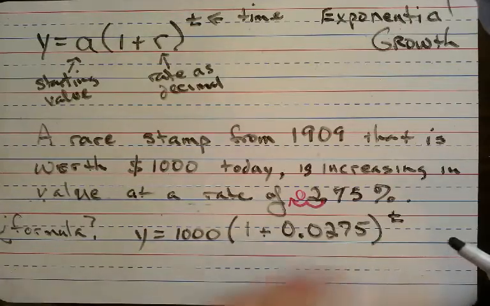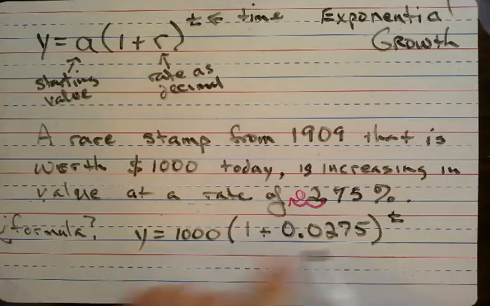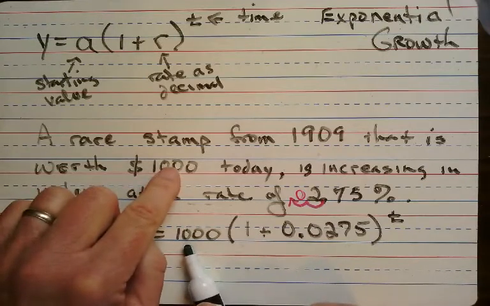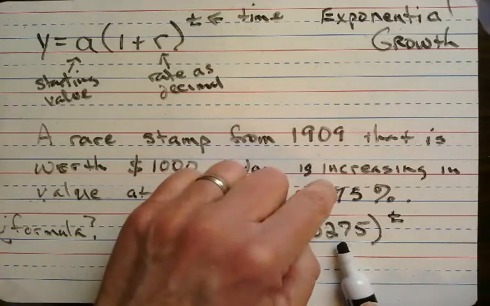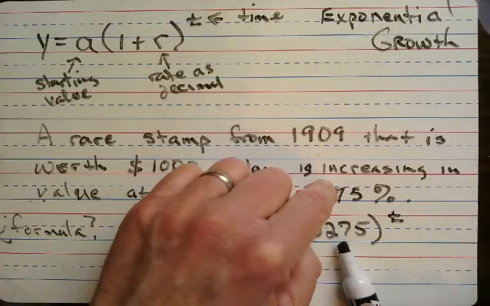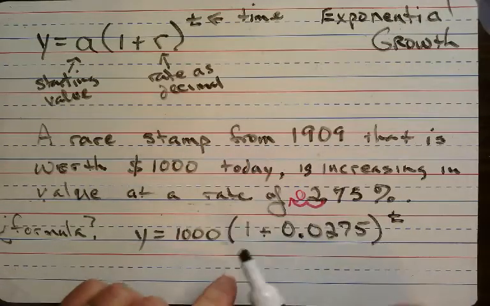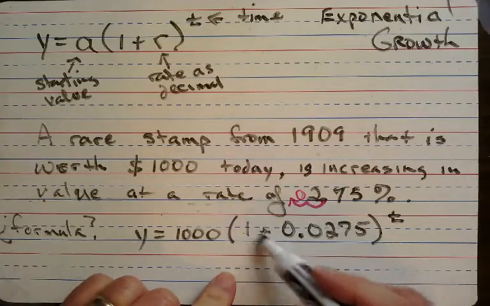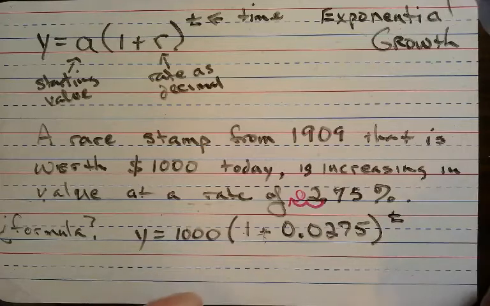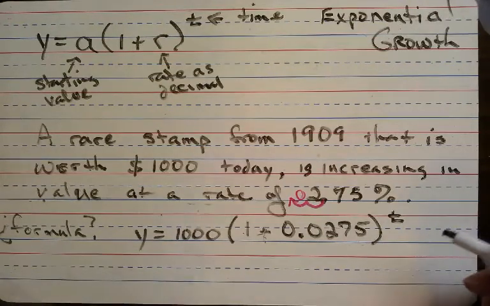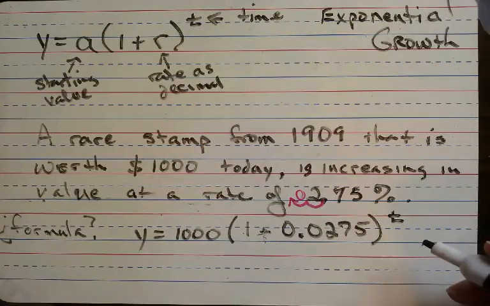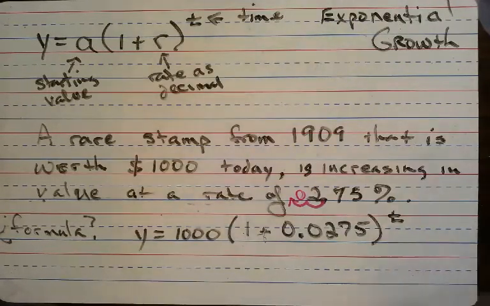So this is the formula. All the numbers are in there. The present value and the growth rate, right? And I know it's growing because it's bigger than 1. 1 plus this is growing. And T stands for time. So if I wanted to know how much it is going to be worth in, I don't know, 10 years, let's say.